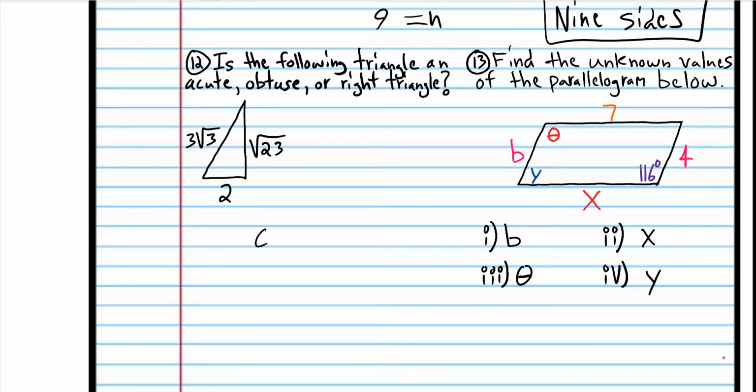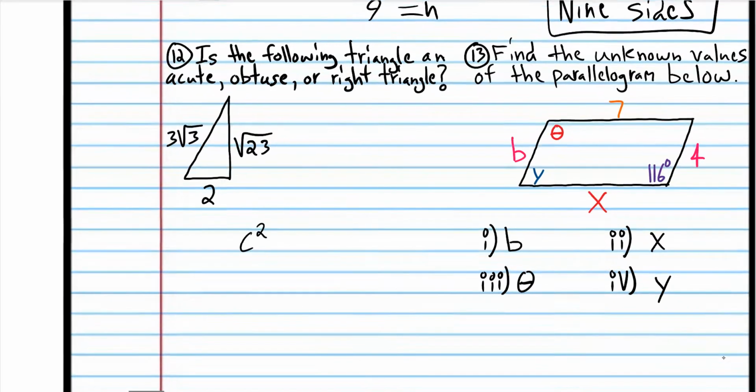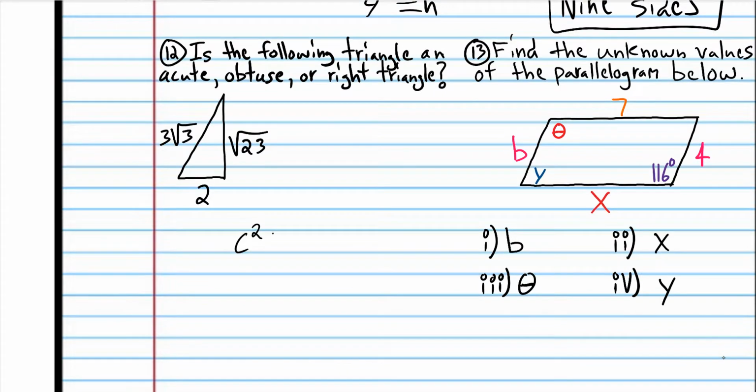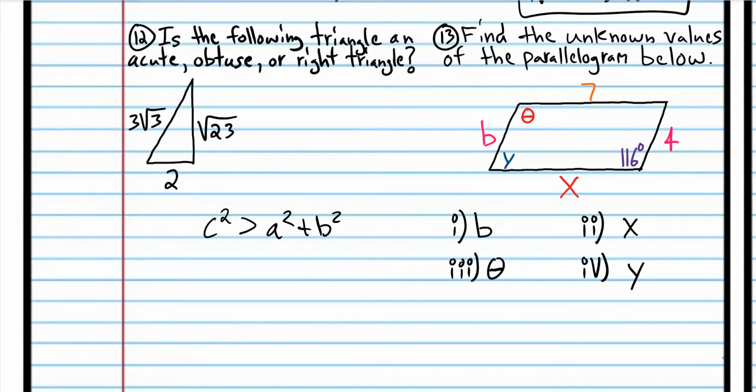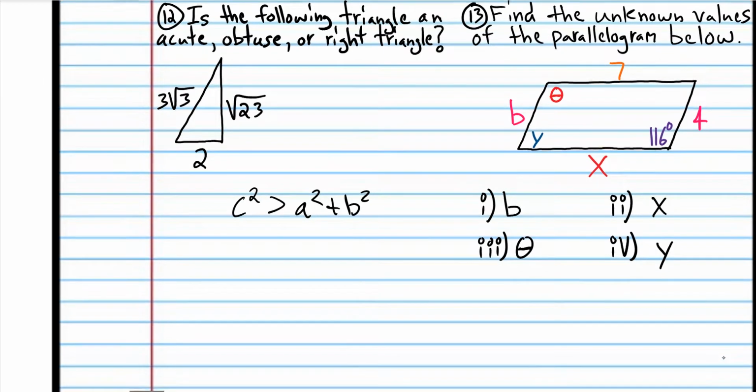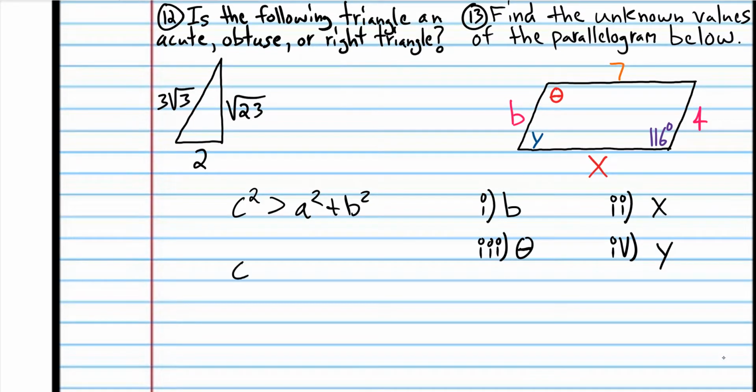if the square of the longest side of a triangle is greater than the sum of the squares of the other sides, then that triangle is obtuse, meaning one of the angles in the triangle is greater than 90 degrees. If the square of the longest side is less than the sum of the squares of the other sides, that means the triangle is acute, meaning that there are no angles in the triangle that are greater than 90 degrees.